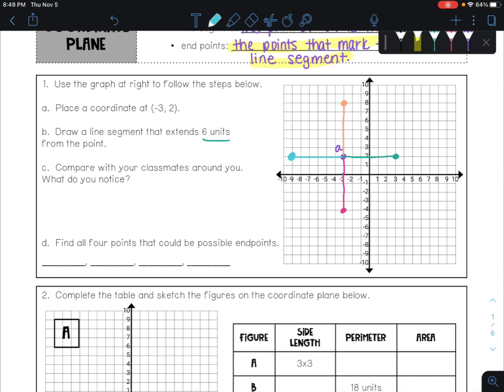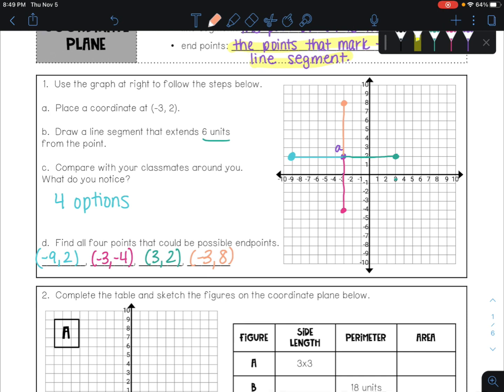We'll skip part C, but essentially, there's 4 options because you can go straight up, straight down, to the left, or to the right. So here are the endpoints that we got as options. We had -9, 2. In the pink, we had -3 down to the -4. In the teal, we had 3, 2. And in the orange, we had -3, 8.